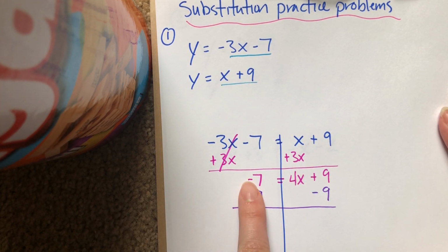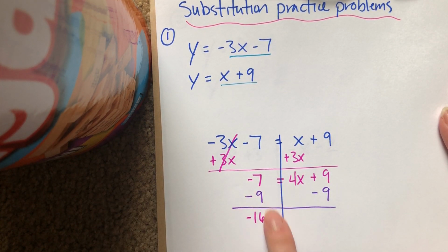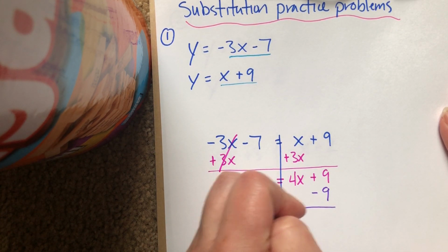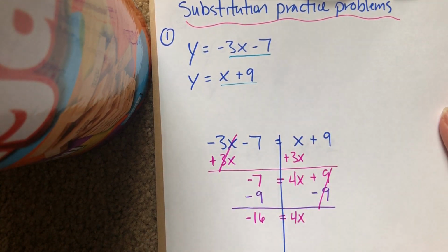All right, negative 7 subtract another 9 is going to give us negative 16. So if you are having trouble with this, this is like you're already in debt $7 and you need to borrow $9 additional, and now you have negative 16 as your total debt. Equals, bring down that 4x, and then 9 minus 9 is going to be 0.